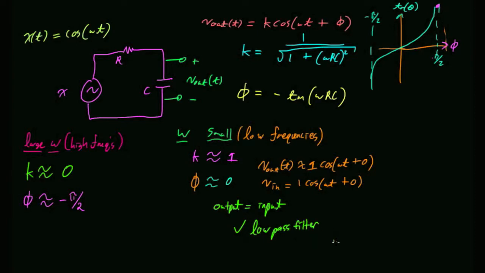Now, for the same input, what's my output at high frequencies? It's going to be 0 cosine of omega t minus pi over 2, which is basically 0, since 0 times anything is 0. So I put in a cosine. If that cosine has a low frequency, it's going to come unscathed, right out of this filter. If you put in a high frequency, it's getting the boot. It's going to come out as 0.